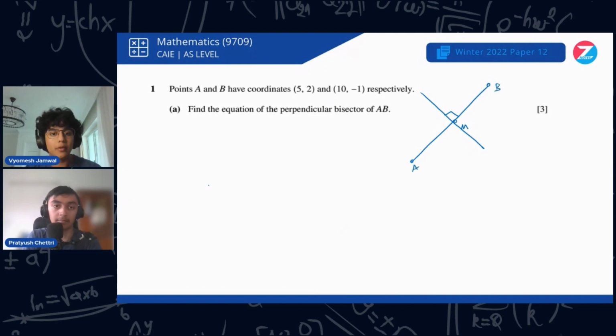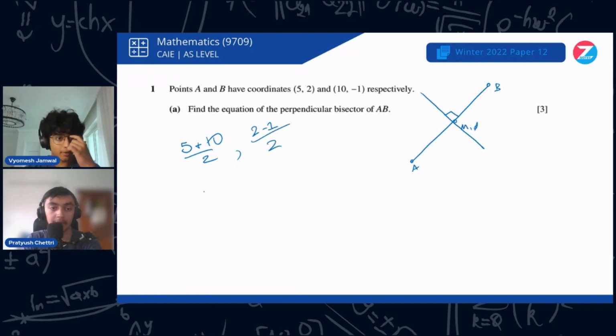So knowing the midpoint formula, for the x value, it's going to be 5 plus 10 divided by 2. 5 plus 10 over 2. And for the y value, it would be 2 plus minus 1. It's fine. Divided by 2. So that would give us 15 upon 2 and 1 upon 2 as our midpoint.